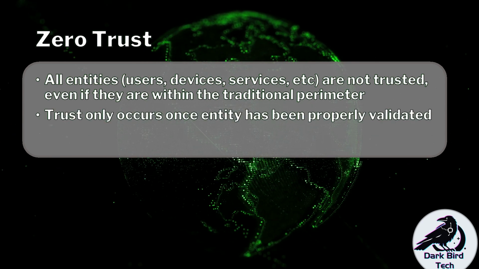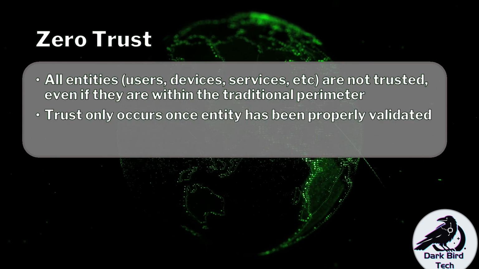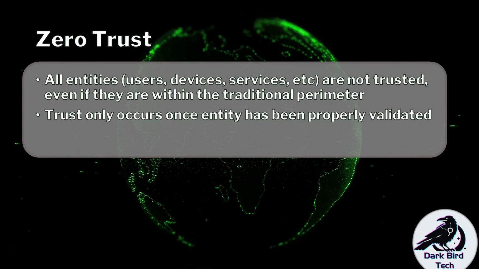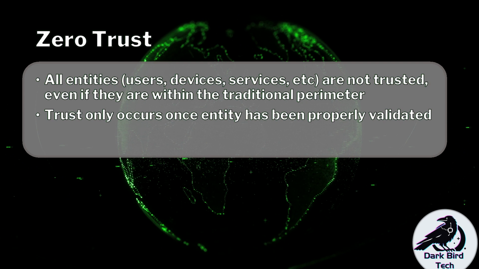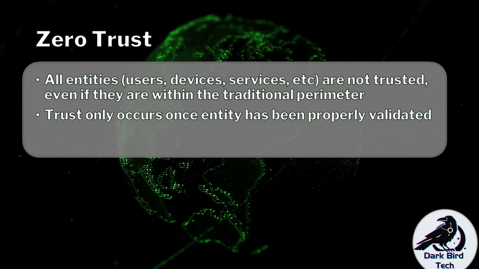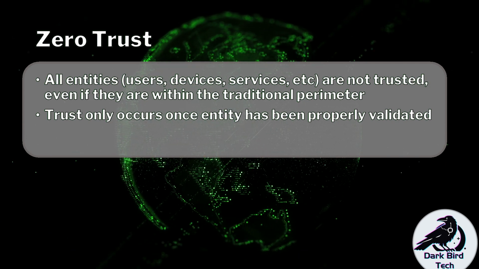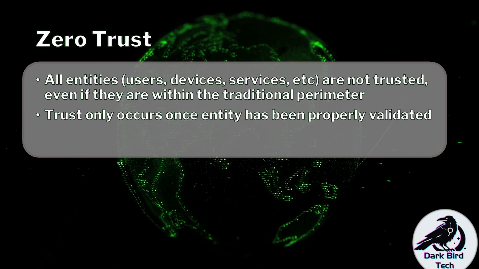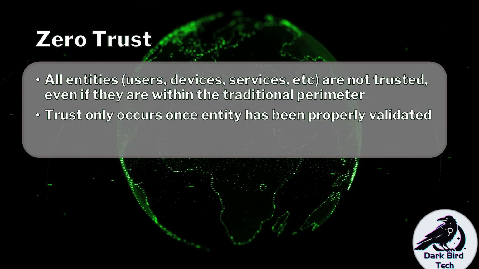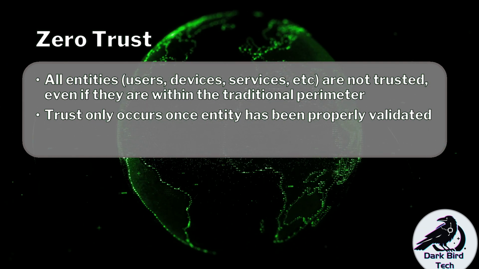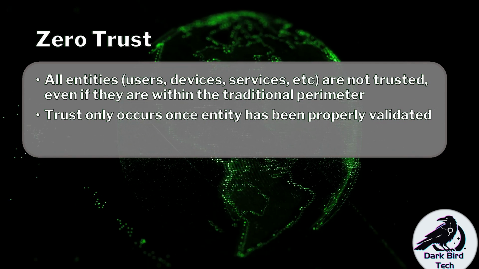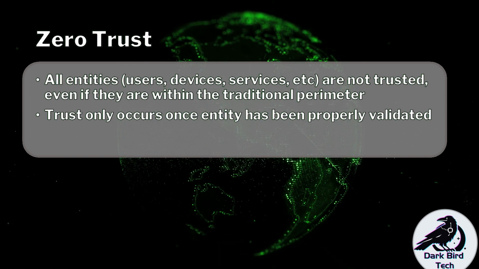Trust will only occur once an entity has been validated. So, for example, if you're a user, you are not trusted until you've authenticated. Oh, okay, cool, that makes sense. What about a device, though? Well, if the device doesn't appear in the asset inventory, it's not trusted. What if it's a server? Certificates. What about services? IAM and access control will cover the services at some point. So there is always a way to validate these entities.